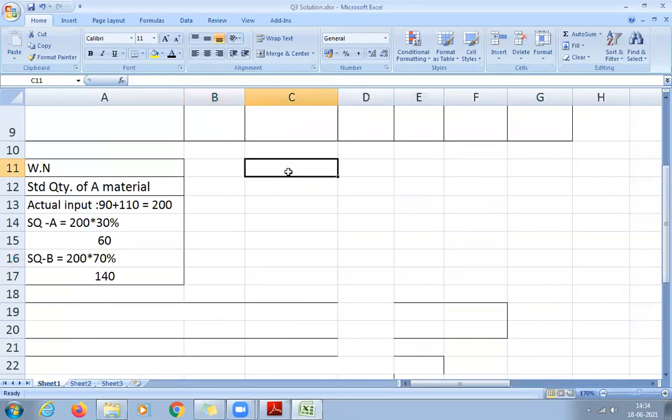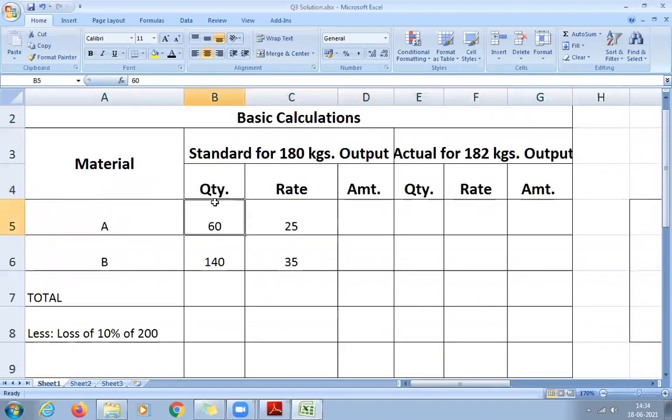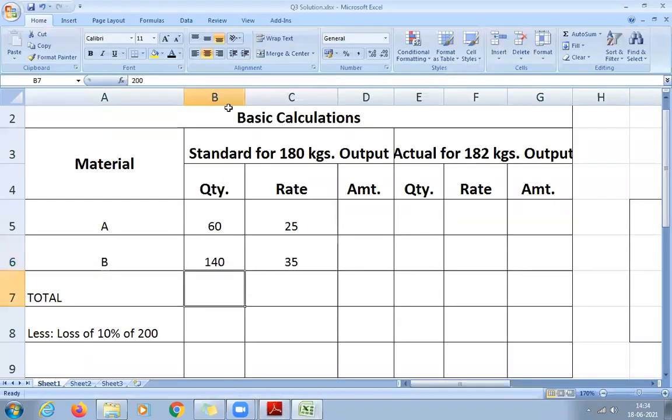Yeah. So now I just substituted here 60 and 140 in the standard quantity, and standard rate is given, 25 and 30. I have taken directly. So when you add this, total quantity, you will get 200. So now you calculate the amount by multiplying quantity into rate. Please multiply. 1,500. Yeah, 1,500.